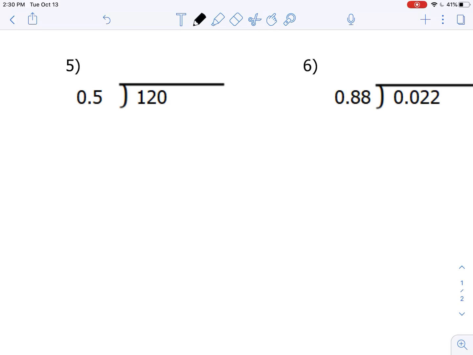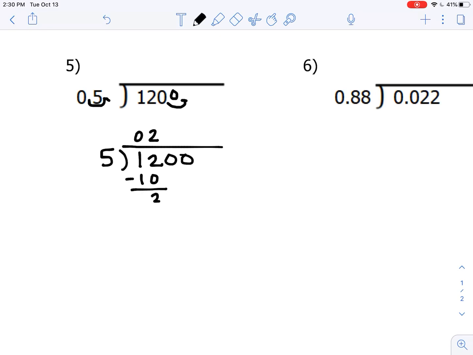All right, we're going to move our decimal one place to the right. That means we need to move it one place to the right in 120. So our new problem is 5 going into 1,200. All right, so I can't make a group of 5 out of 1, but we can make 2 groups out of 12. 2 times 5 is 10, and 12 minus 10 is 2. I'll bring the 0 down.